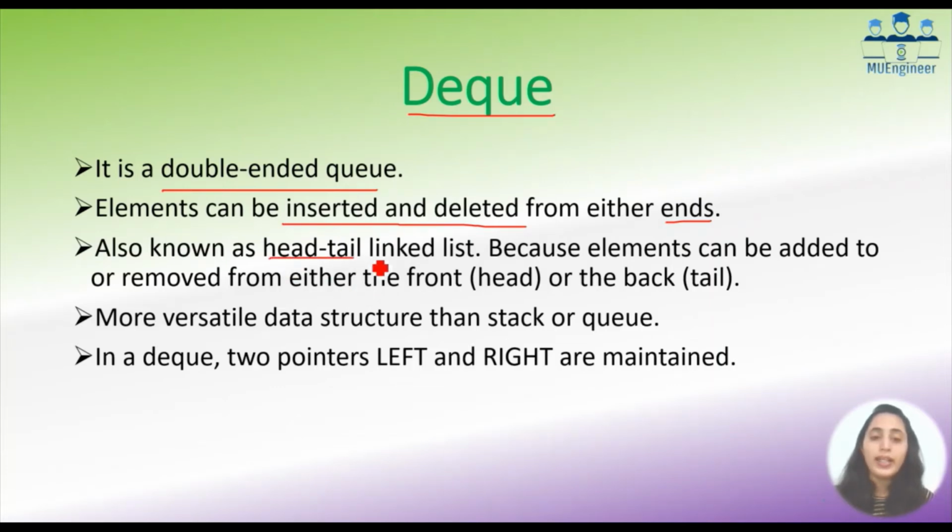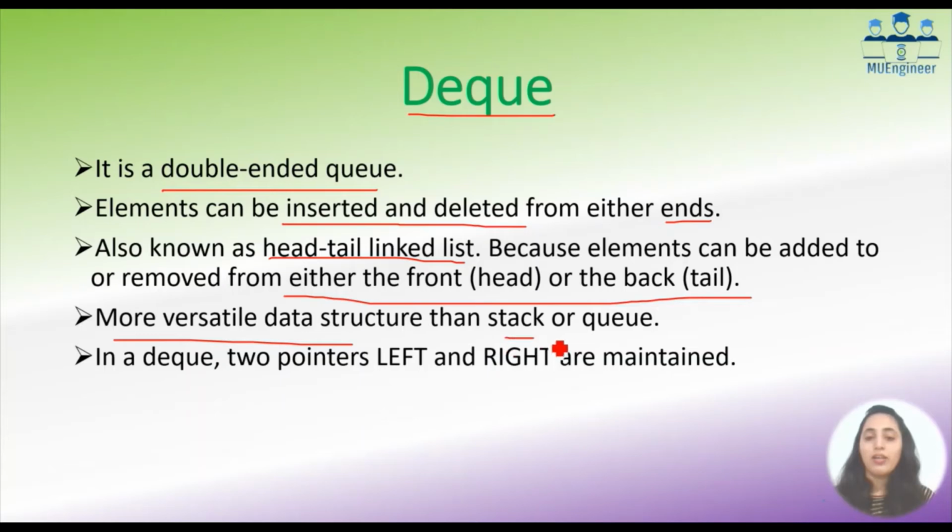It is also called as a head-tail linked list, okay, because elements can be added or removed from either of the front or the back end, that is head and tail. Okay, so it is a more versatile data structure because कहीं से भी हम लोग add delete कर सकते हैं, than stack or queue. Normal stack और queue से हम लोग इसको versatile बोल सकते हैं.